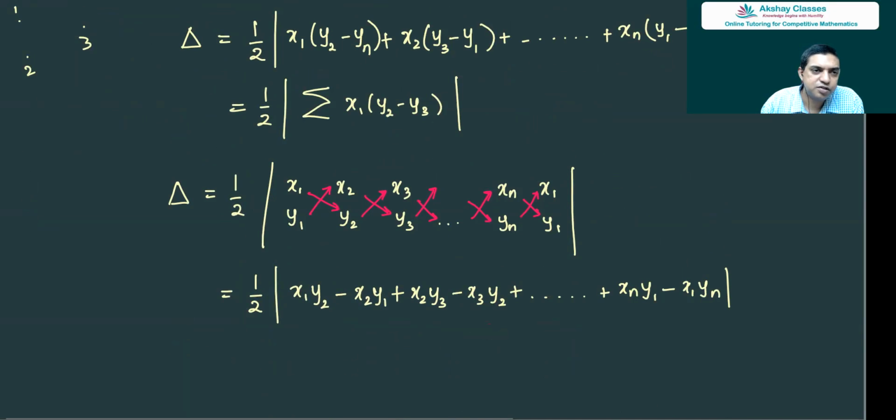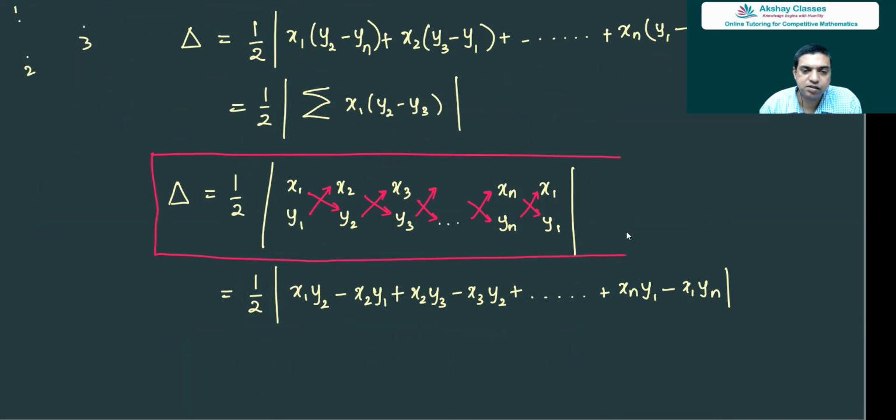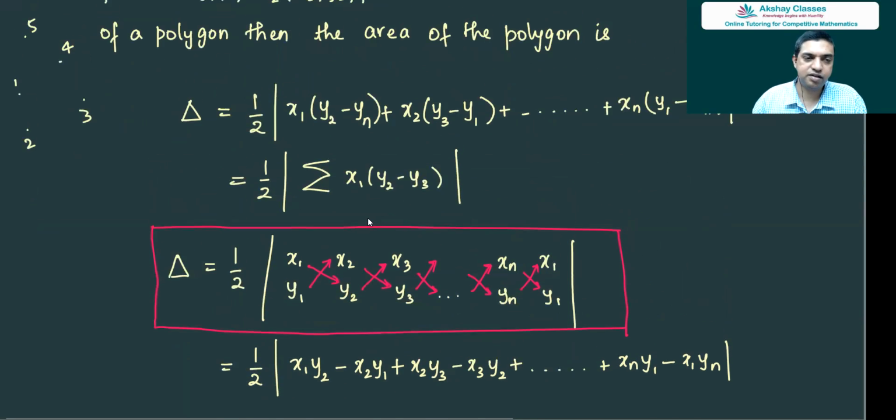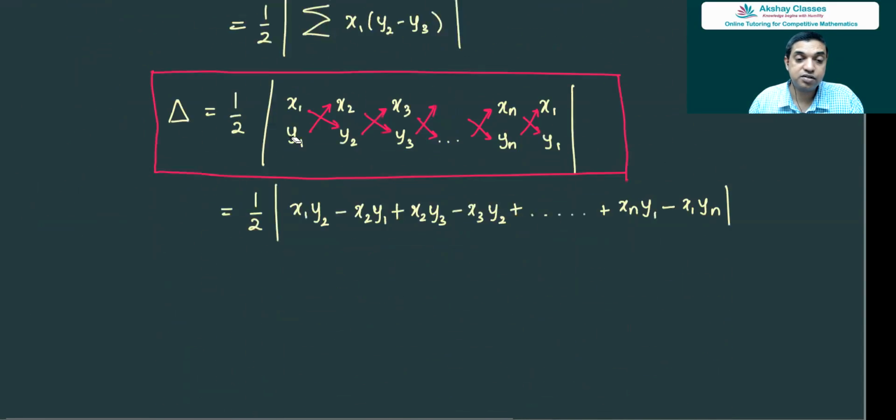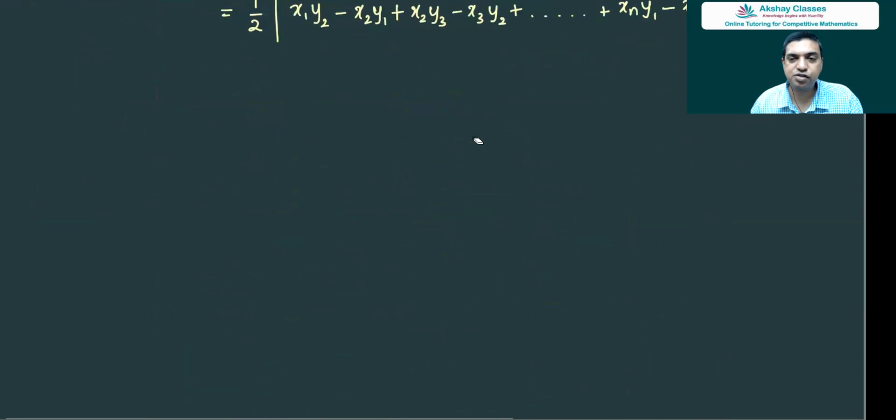Best is to remember this one. You will never make a mistake. This will give you accurate results always. So this is about the area of the triangle and area of a polygon. Quadrilateral, pentagon, hexagon, octagon, everything, you can find the areas like this. This is coordinate geometry. We are not doing any geometrical calculations. Just by coordinates, we'll get this.